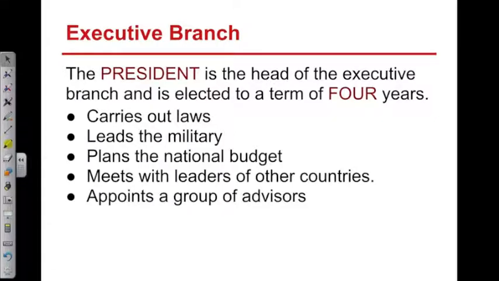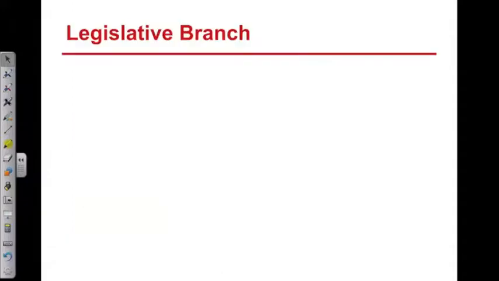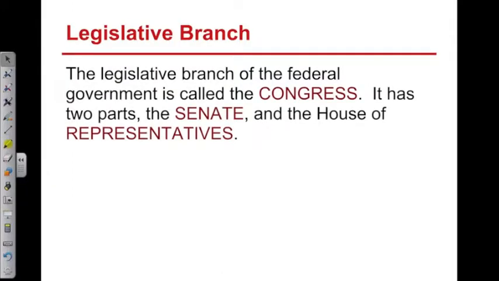The next branch of the government is called the legislative branch. This right here is a picture of the U.S. Capitol, also located in Washington, D.C., not far from the White House. The legislative branch of the federal government is called Congress. Congress is made up of two parts: the Senate and the House of Representatives, called a bicameral Congress. What that means is there are two distinct bodies in Congress.